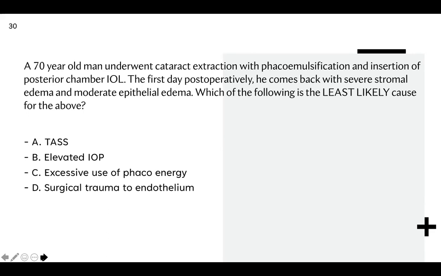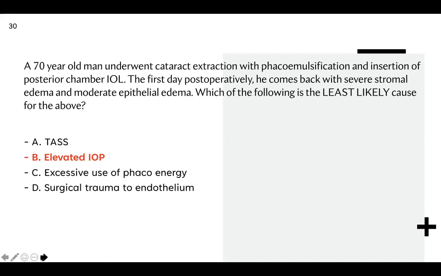So we are talking about a complication following phacoemulsification, where the patient on the first postoperative day has severe stromal edema and moderate epithelial edema. The answer to this question lies in this particular part. Which of these is the least likely cause for the above? 5 seconds remaining. And the poll is locked. The correct answer for this is elevated IOP. Again, only 11% of people have got this right.